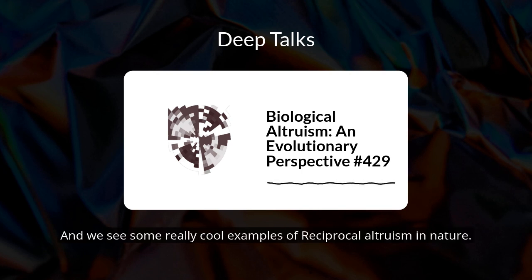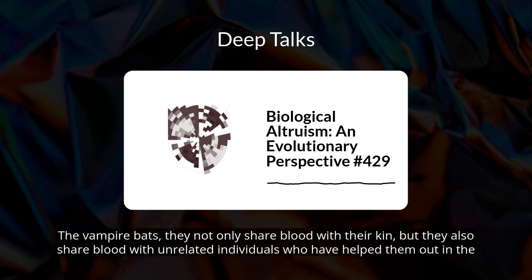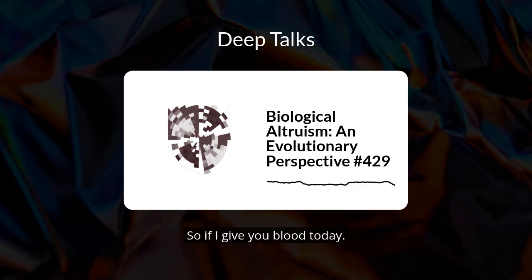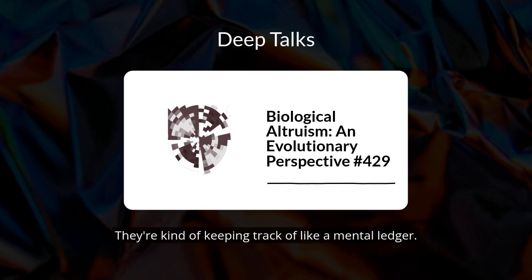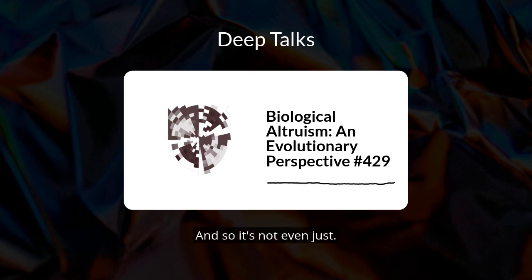And we see some really cool examples of reciprocal altruism in nature. Like what? So remember those vampire bats? Oh yeah. They not only share blood with their kin, but they also share blood with unrelated individuals who have helped them out in the past. So if I give you blood today, you give me blood tomorrow. Exactly. They're kind of keeping a mental ledger of favors owed and favors received. Wow. And it's not even just limited to vampire bats.